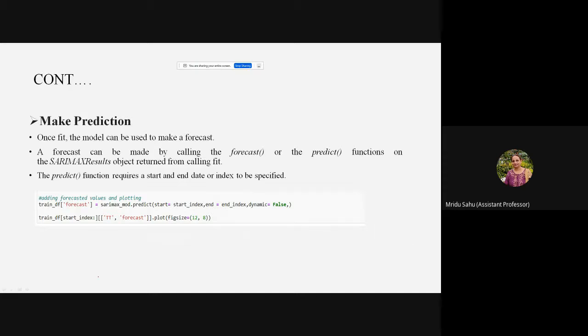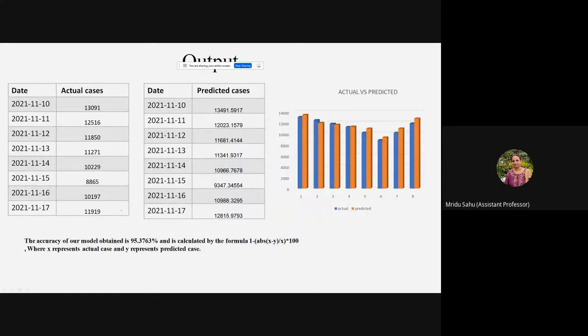This is the Python code for how to make predictions by doing the forecast. You want to forecast the next unseen values by fitting the model with your data, and this is the outcome we got with our case study. This is the actual cases, and this is the predicted cases. The predicted cases as per our model are very near, so the deviation is not very high.